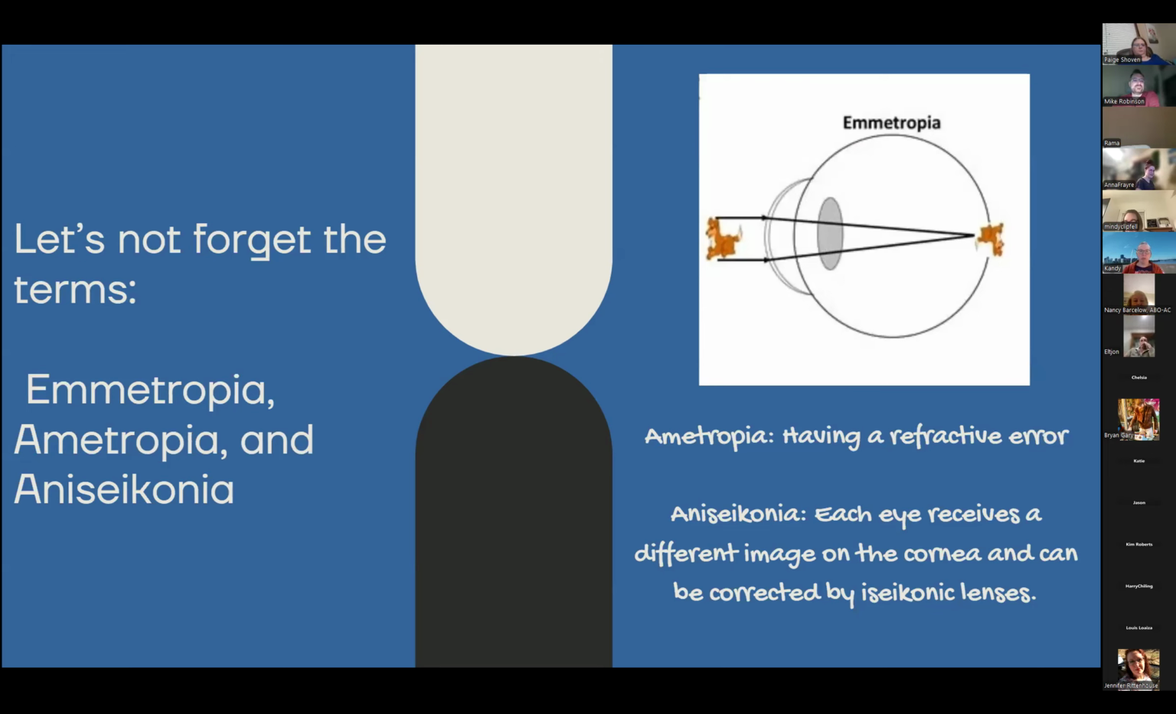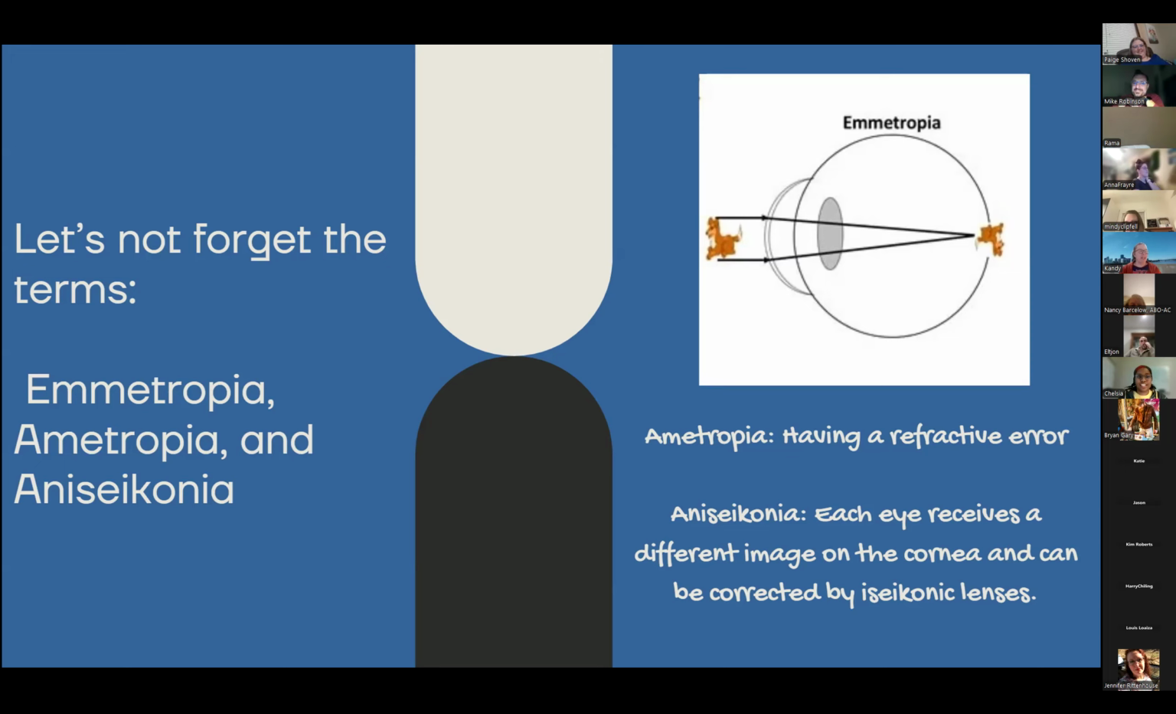Emetropia, ametropia. I haven't said these words in a long time. I apologize if I completely disrupt them. You should try before we correct you. Emetropia is no refractive error. Everything's good in the world. We're round, we're accommodated. Ametropia is having a refractive error, whichever one falls into your category.